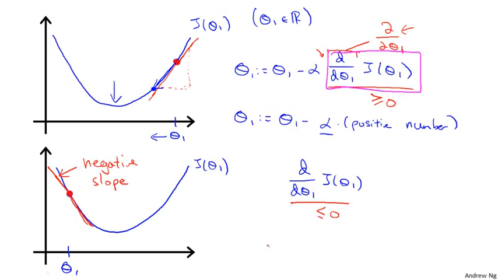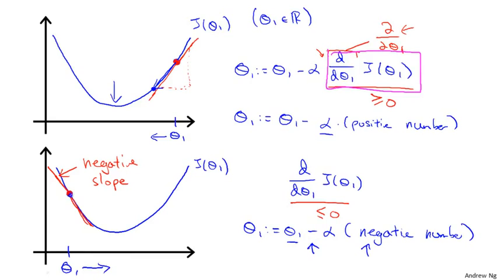So when I update theta, I'm going to have theta gets updated as theta minus alpha times a negative number. And so I have theta 1 minus a negative number, which means I'm actually going to increase theta, because this is minus of a negative number. It means I'm adding something to theta. And what that means is that I'm going to end up increasing theta. So I'm going to start here and increase theta, which again seems like the thing I wanted to do to get me closer to the minimum.